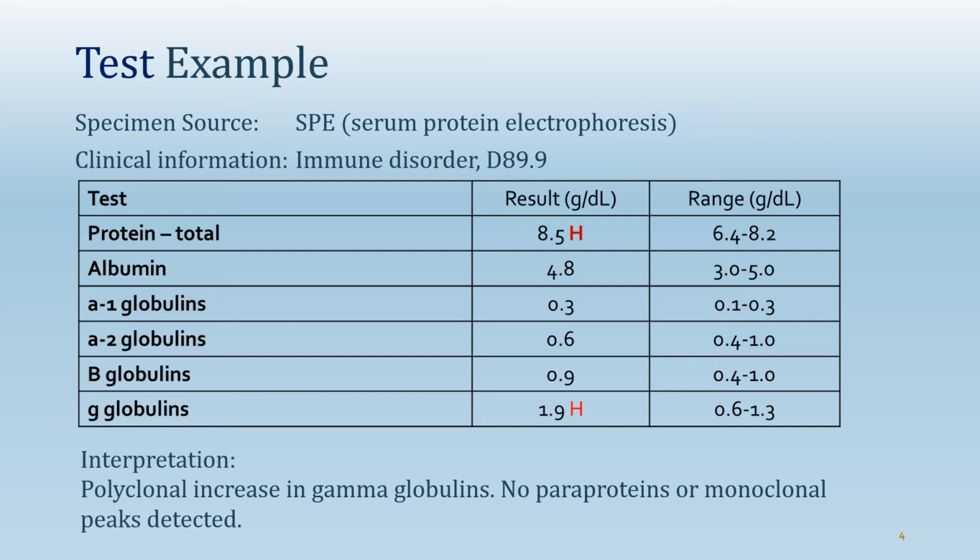Serum protein electrophoresis, CPT code 84165, is a clinical test that's typically interpreted by a pathologist. In our example, the referring physician ordered a serum protein electrophoresis based on the clinical judgment of an immune disorder. The patient's total protein is high, along with the gamma globulin level. The pathologist's interpretation states the presence of a polyclonal increase in gamma globulin with no known paraproteins or monoclonal peaks. The pathology diagnosis is more definitive than the reason the test was ordered.